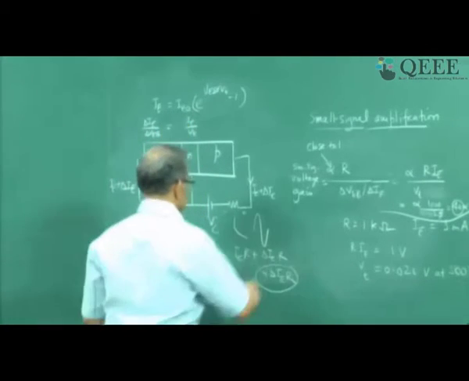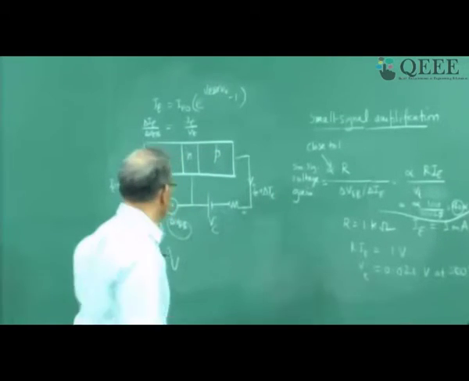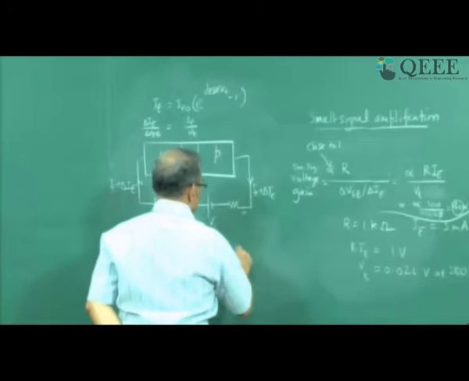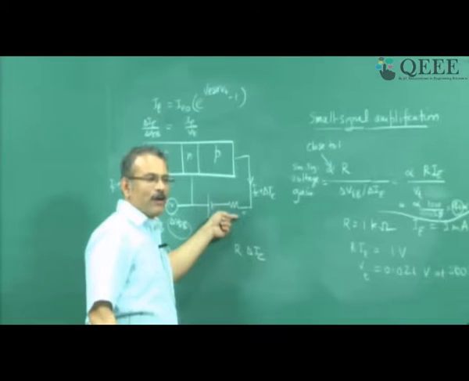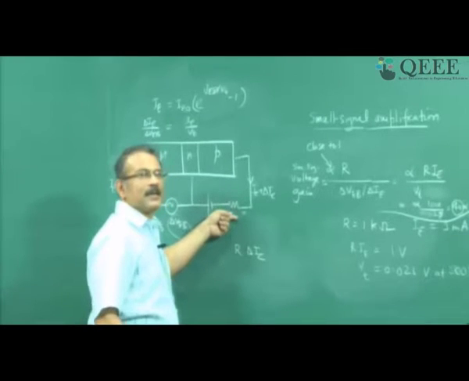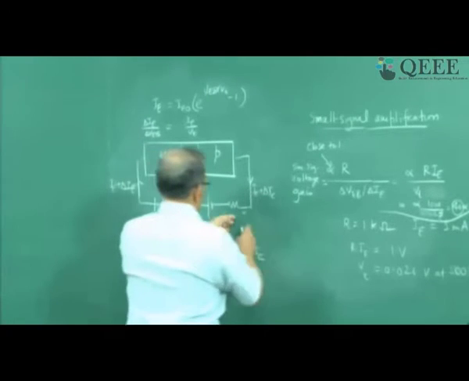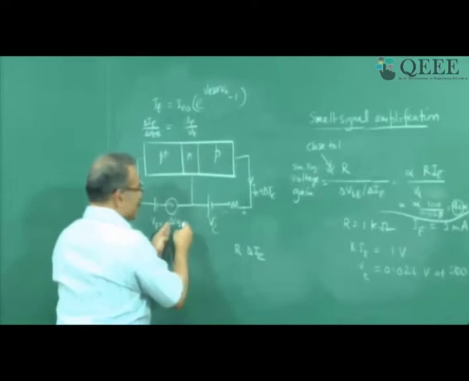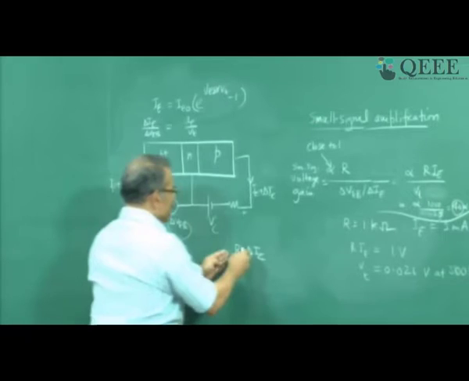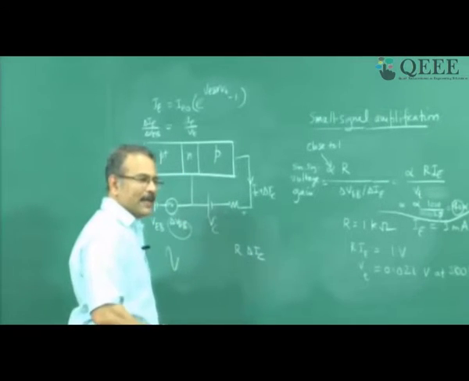Now, what is the small signal voltage across this resistor? It is R into delta IC. Is that clear? So, I must compare R into delta IC, that is my output voltage. I am taking the output from here. And I should compare it with delta VEB. Right? Ratio of R into delta IC by delta VEB is the voltage gain. Is that clear?